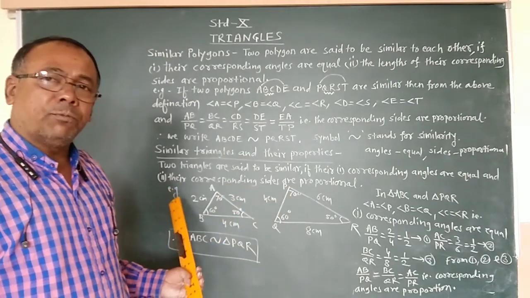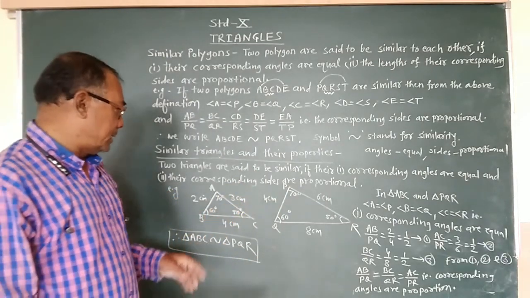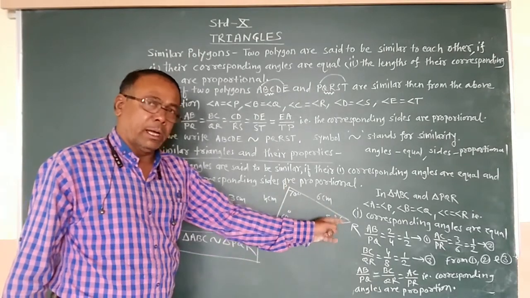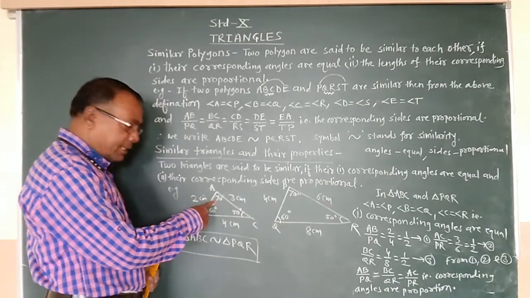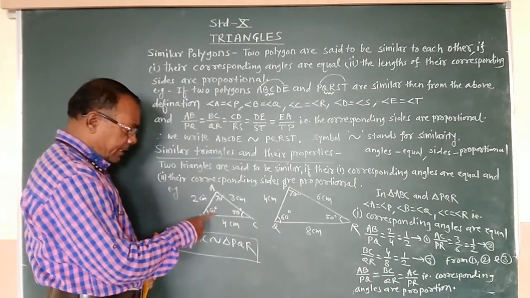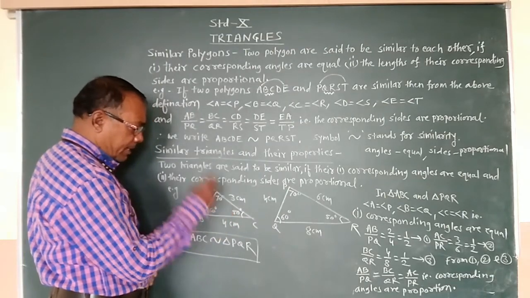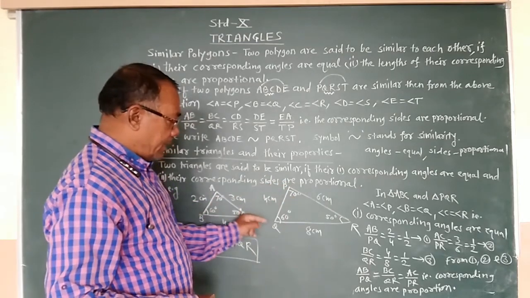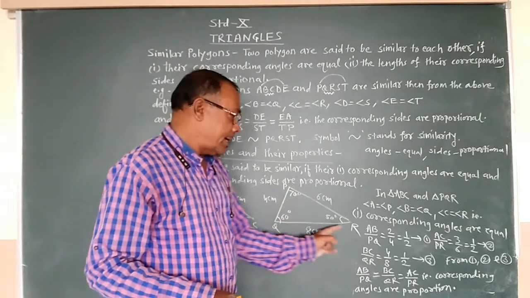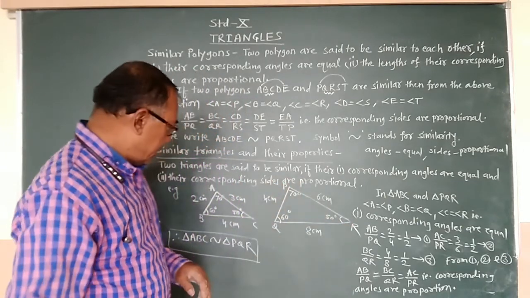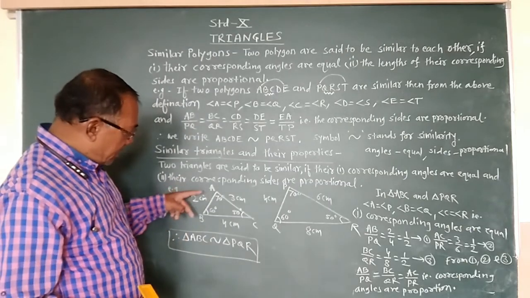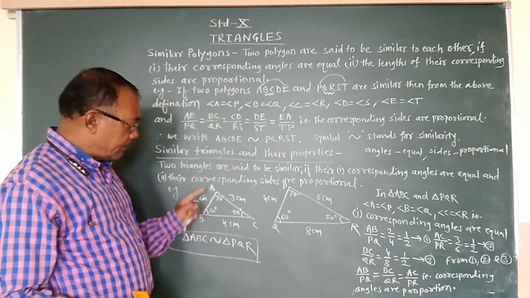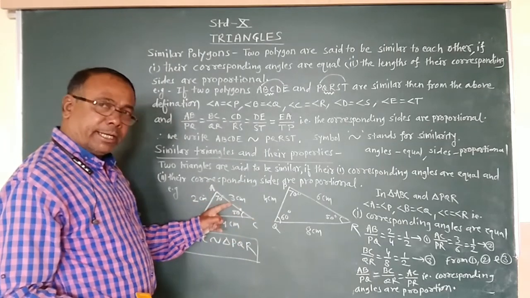For example, we will see the two triangles here, triangle ABC and triangle PQR. Here angle A is 70 degrees, angle B is 60 degrees, and angle C is 50 degrees. Then angle P is 70 degrees, angle Q is 60 degrees, and angle R is 50 degrees. Then the corresponding sides: AB equal to 2 centimeters, BC equal to 4 centimeters, and AC equal to 3 centimeters.